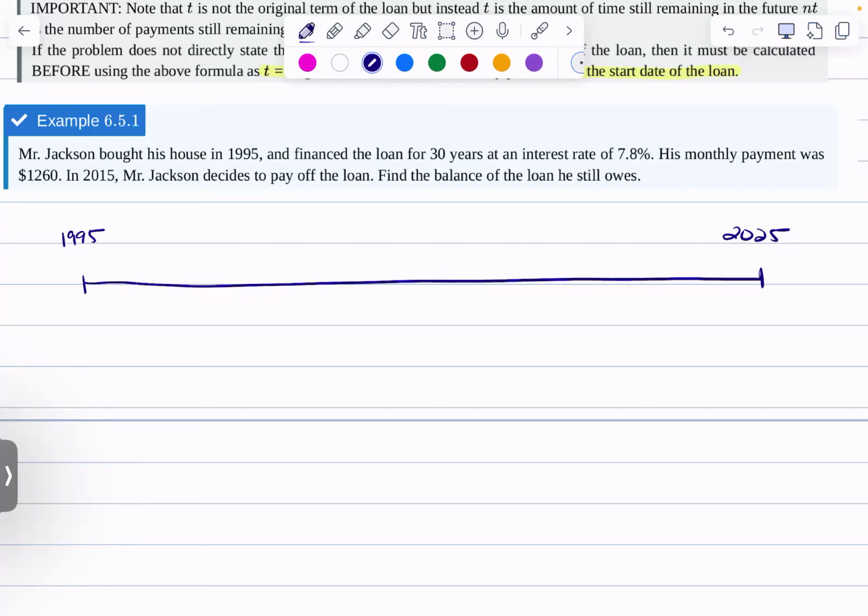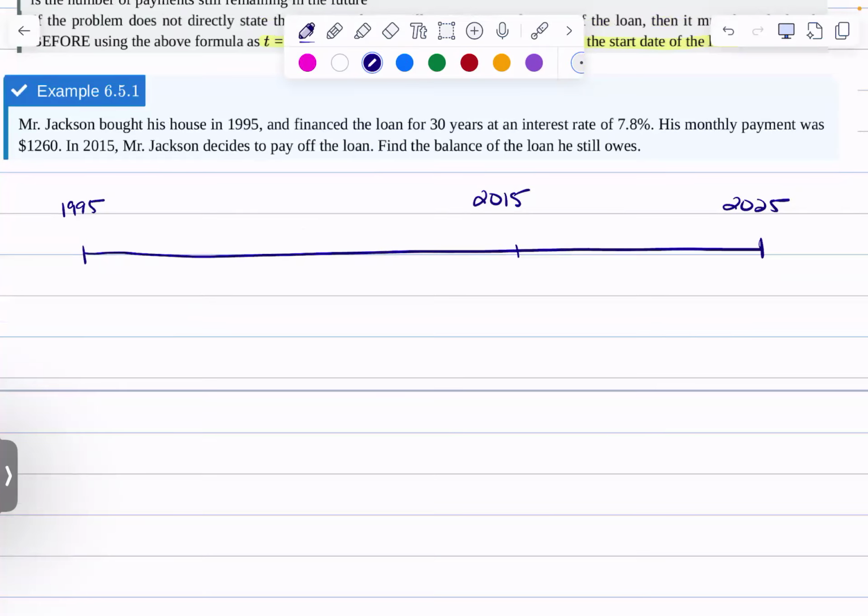2025 is when he was planning on paying off his mortgage, but now we've got 2015. Let's put it here. It doesn't actually matter how you space them out, because usually we just do the first couple of payments and the last couple of payments anyways. But we'll put 2015 there. He's making monthly payments, so 1 month in, 2 months in. He's making monthly payments of $1,260.